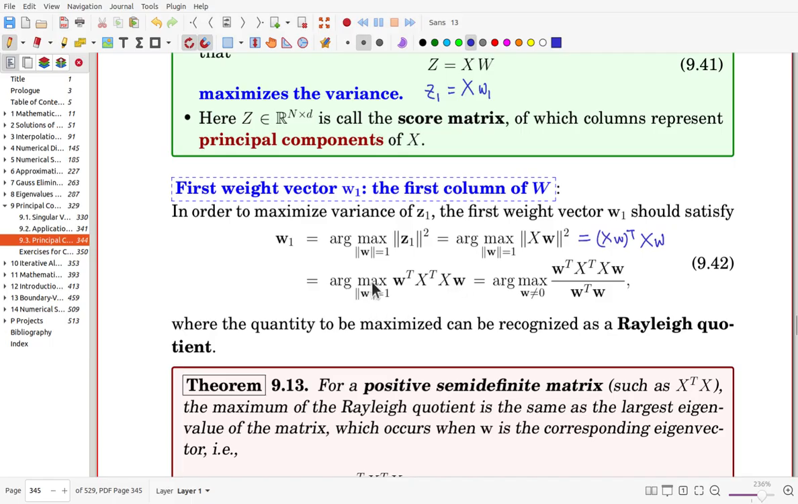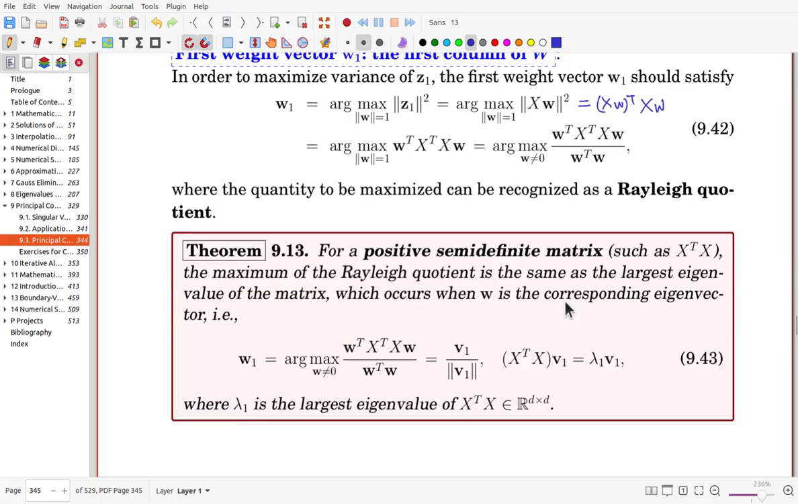Now, rather than using the norm equal to 1 constraint, we drop it, and then for only non-zero W, we divide by the W norm squared. Then they are the same. Now this is a Rayleigh quotient. For such a Rayleigh quotient, we have good theory, so we can use it. The purpose is to solve this problem.